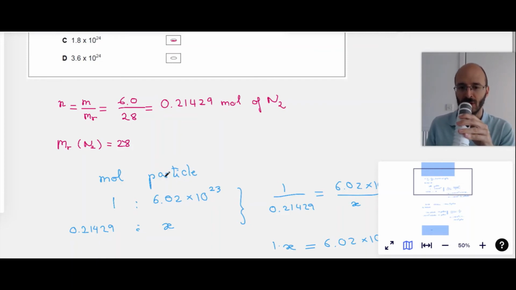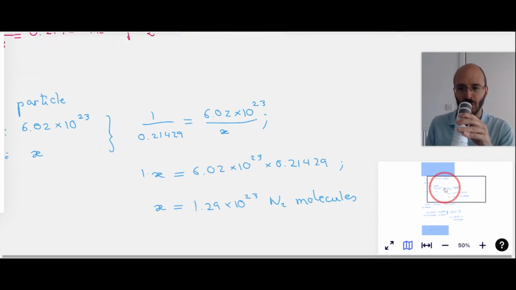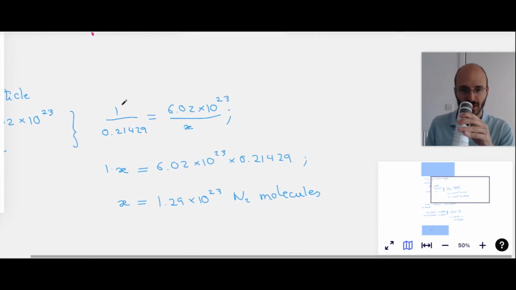Perfect. So then you can solve this ratio to find x in many different ways. So these are the moles we've got. That will give you x particles. The way I'm showing you here is that I'm writing the moles column as a fraction, if that makes sense, and the particles column as a fraction as well, and they both equal each other. And then what you do is cross multiplication. So 1 times x equals this, 0.214 times 6.02 times 10 to the 23, which is what you have here. And therefore, x equals this number of nitrogen molecules.